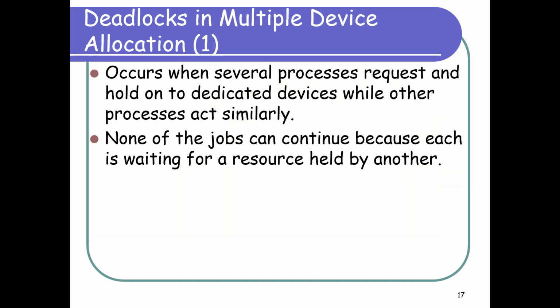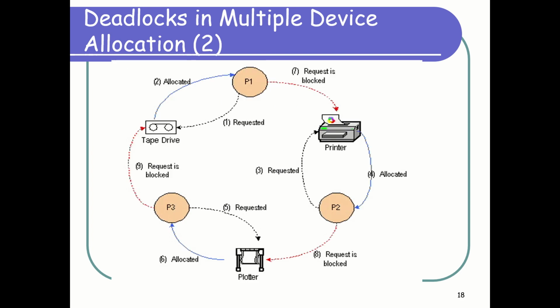So for dedicated devices, multiple device allocation occurs when several processes request and hold on to dedicated devices while other processes act similarly. None of the jobs can continue because each is waiting for a resource held by another. So when several processes P1, P2, P3 request and hold on to dedicated devices while other processes act similarly, none of the jobs can continue because each is waiting for a resource held by another. This is a situation of deadlock in multiple devices.